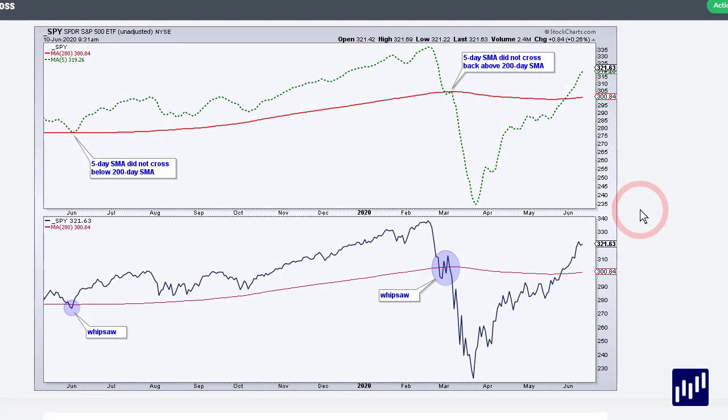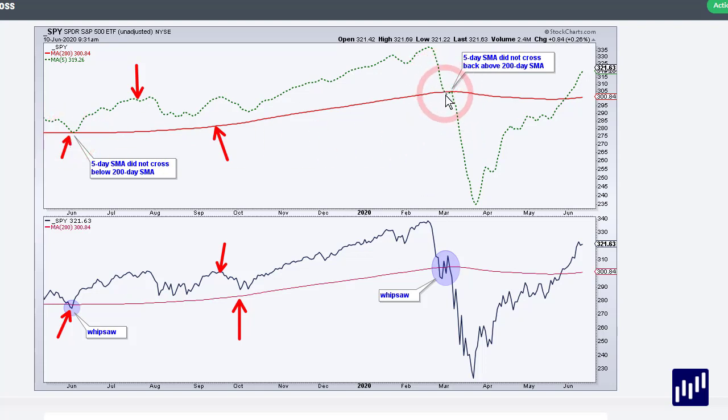So this chart here shows the 5-day SMA in green in the top window and the 200-day SMA in red. And then in the lower window, we've got the closing price and the 200-day SMA. And the point here is that with a little smoothing, you can cut out a lot of the whipsaws or false signals. If you look here in June, we had a dip below the 200-day, but the 5-day SMA did not dip below the 200-day.